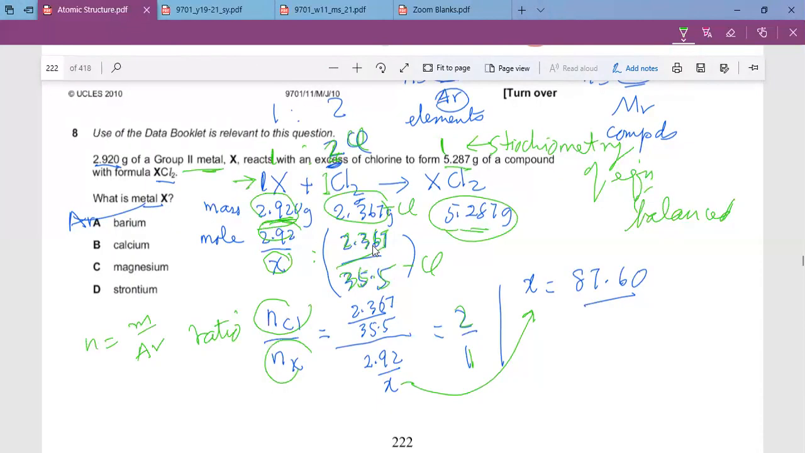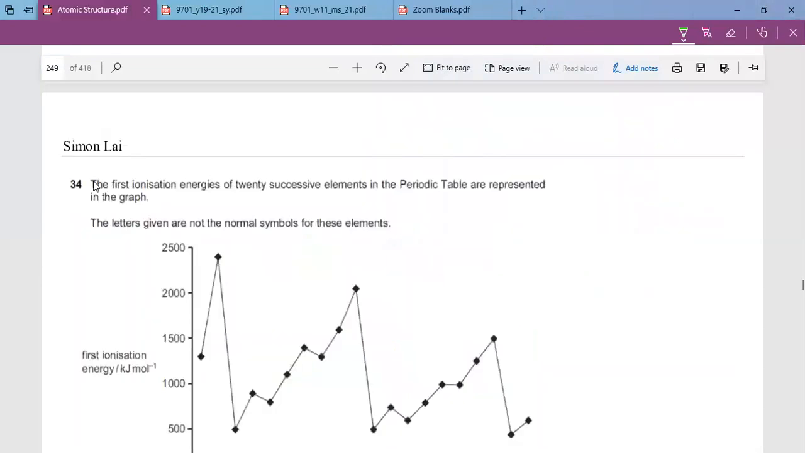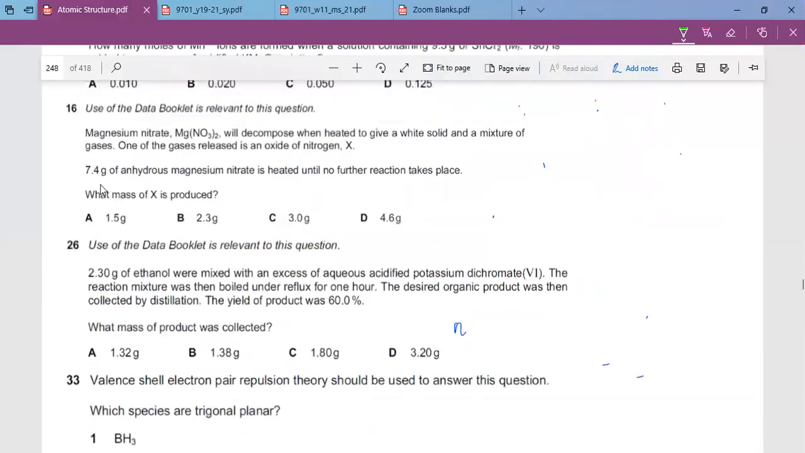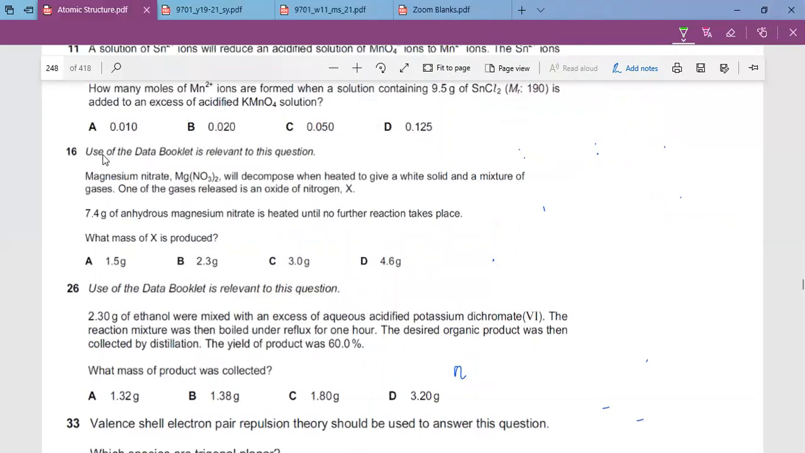One done. Now the next one, of course, is on heating of group 2 nitrates. The first one, let's look at page 248. See, I'm doing all this to teach you the skills of how to solve this kind of question, all on calculations. Right now, the data booklet is relevant and so on.